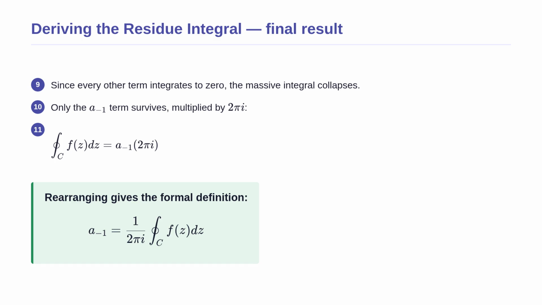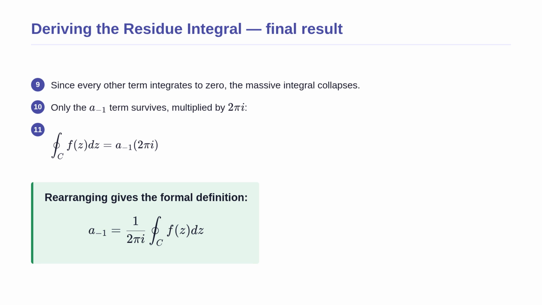Because every other term in the infinite series integrates to 0, the entire massive integral collapses down to just one surviving piece. The coefficient a-1 is the only part of the function that survives the journey around the loop, getting multiplied by the 2 pi I that came from the logarithm.